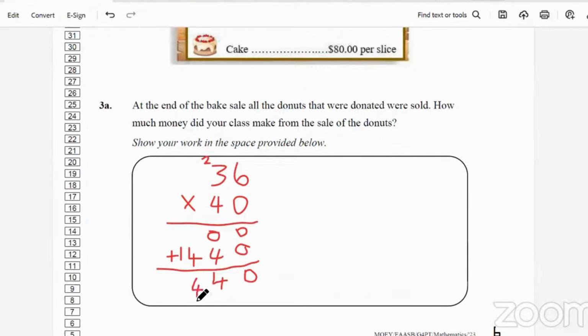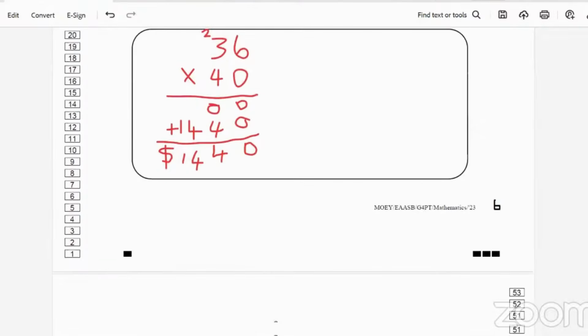Okay, so how much money did your class make from the sale of donuts? The answer is $1,440. And you could put a sentence at the end to say $1,440 was made from the sale of donuts. Once you show your work in there, you will be able to see what you did.